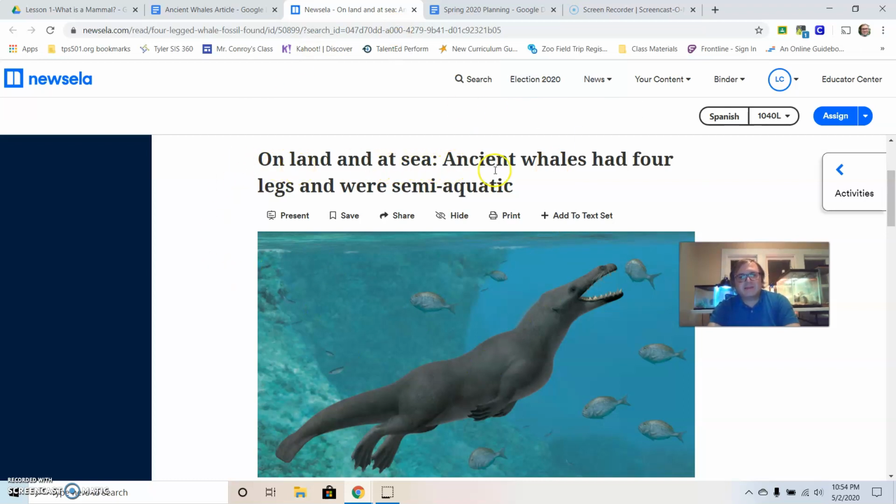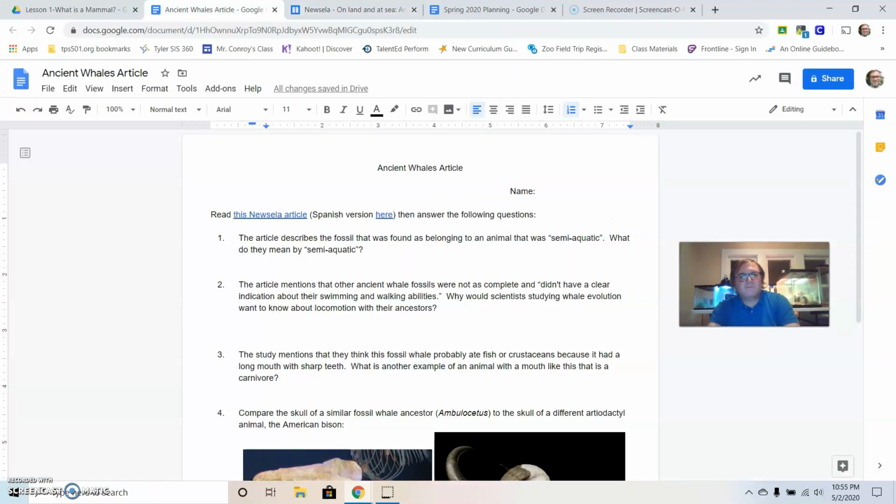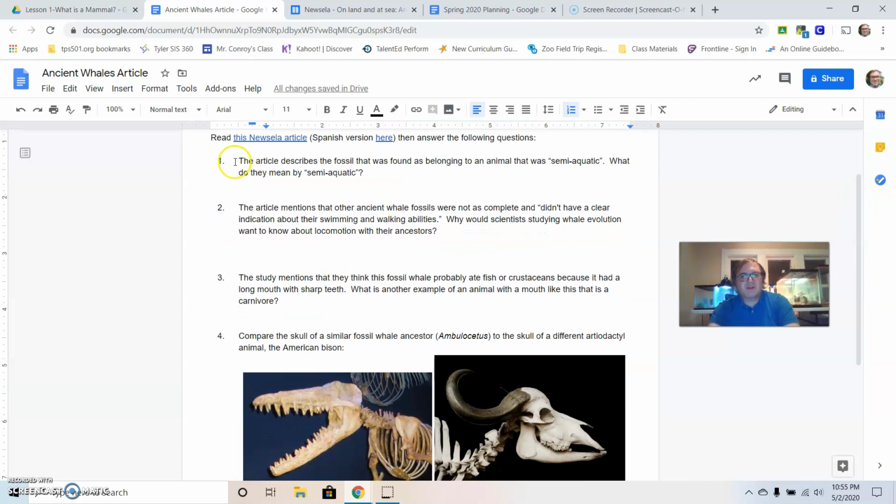So on land and at sea, ancient whales had 4 legs and were semi-aquatic. And here they have a reconstruction of this relatively recent fossil find. So looking here, we've got questions that follow up. So after you read the article or as you're reading the article, answer these questions.